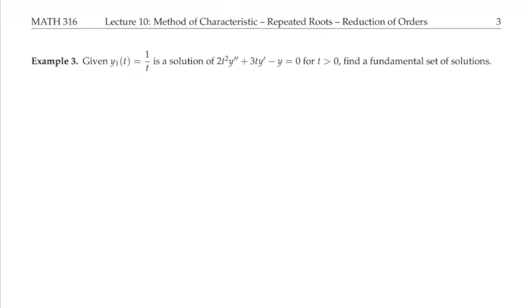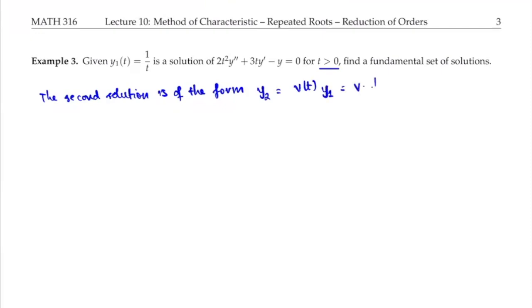Given the first solution, 1 over t for t greater than 0, right? So that's important. Consider the second solution of the form y2 equal to v of t times y1. So in this case, you have v times 1 over t. Now you need to find the form of y2. You take the first derivative, you take the second derivative, and put everything into the differential equation.